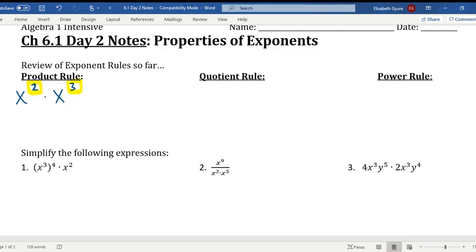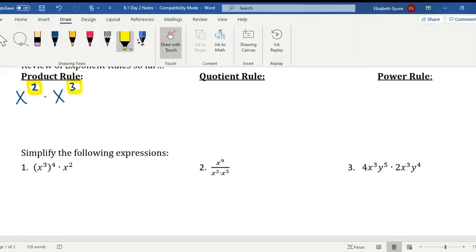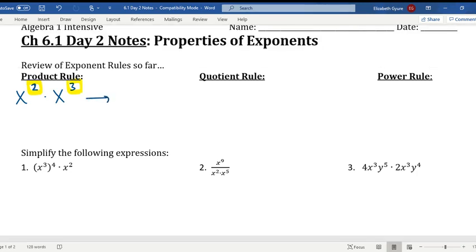Who remembers what we do with the 2 and the 3 from last class? Or look at your notes. If you don't remember, take a look at your notes. Who thinks they remember what we need to do with the 2 and the 3? Or can look it up and tell us. Do we add them, subtract them, multiply them, divide them?